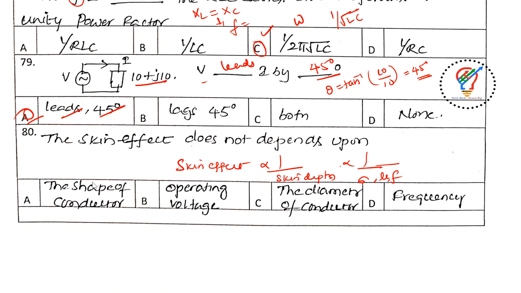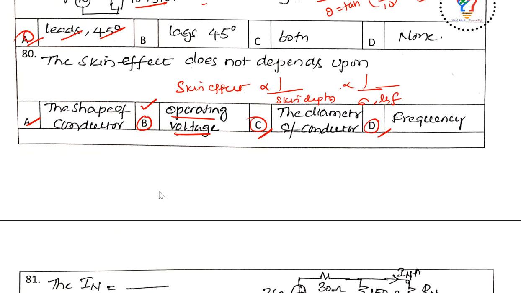It depends upon the shape of the conductor, the diameter of the conductor, and the frequency, but it depends very little on the operating voltage. It depends upon the nature of the voltage, whether it is DC or AC, but not the operating voltage. So understand this point here. The correct answer for this one is operating voltage, option D.